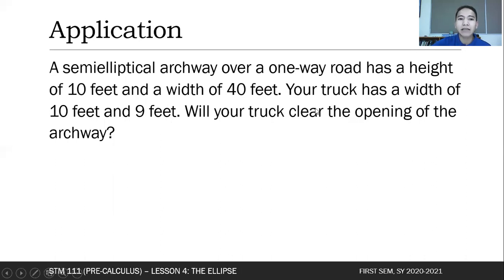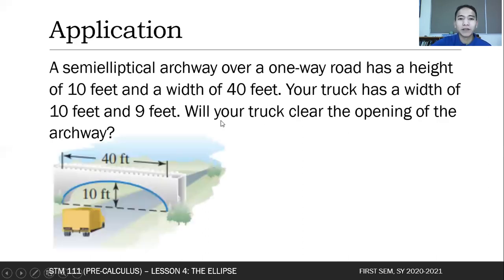Sa isang tunnel na 10 feet ang height at may width na 40 feet. So yun ang tanong. So we will be able to solve that using what we have learned about the ellipse. So to understand our problem, it's good to illustrate the problem. So 10 feet ang taas ng tunnel or ng archway. Sorry, hindi pala siya tunnel, archway pala siya. Okay. And then yung width niya is 40 feet.